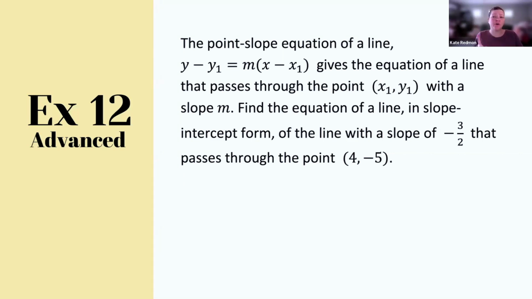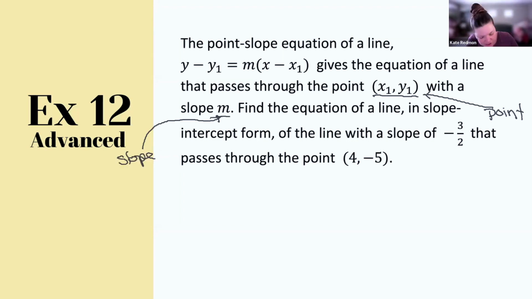The point slope equation of a line, y minus y1 equals m times the quantity of x minus x1, don't get intimidated by all those letters, I'm about to define them, gives the equation of a line that passes through the point x1, y1. So I just told you what x1 and y1 are about. This is the point. A point has an x value and a y value. With a slope m, again, I'm telling you what all your letters mean. The slope is m. Find the equation of a line in slope-intercept form of the line with a slope of -3/2 that passes through the point 4, -5.